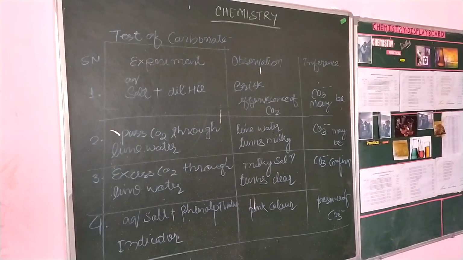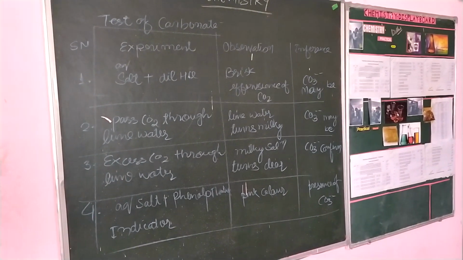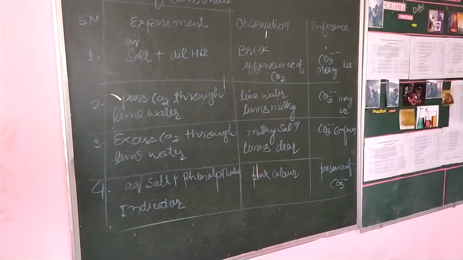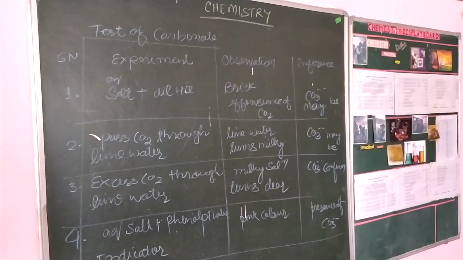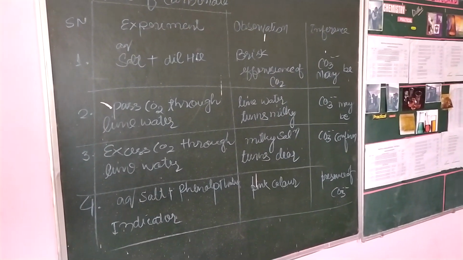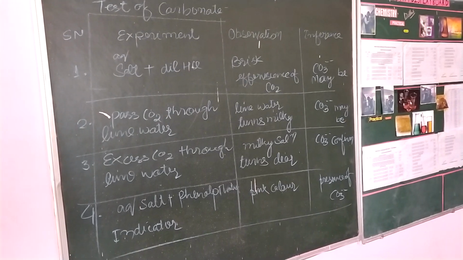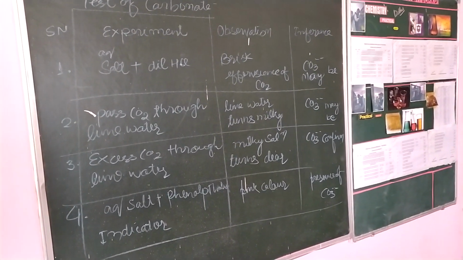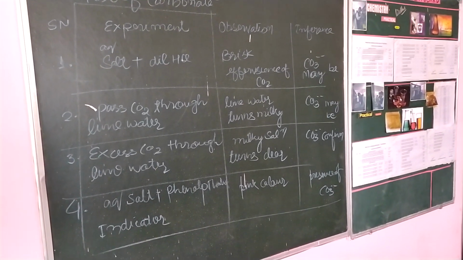Hello students, today we will discuss and perform the test of carbonate ion, that is an acidic radical, and it is present in the first group, and the reagent for the first group is dilute acid. So first of all we will take some aqueous salt and add some dilute HCl. A brisk effervescence of CO2 will form. This will indicate the presence of carbonate ion.